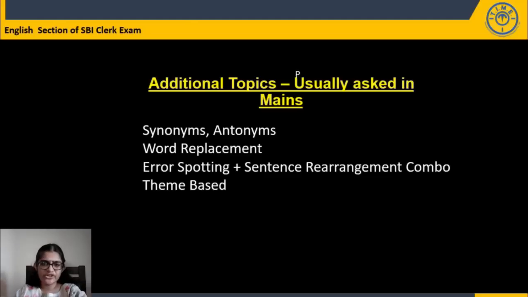Then error spotting we saw here is a very common pattern, but in mains sometimes they ask you to spot the error. That is one part of the question, and then you have to rearrange the sentence also. The sentence is given in jumbled format and there are some errors in it. And there is another question type that has been appearing of late in the mains exam. This is what we call the theme-based questions.